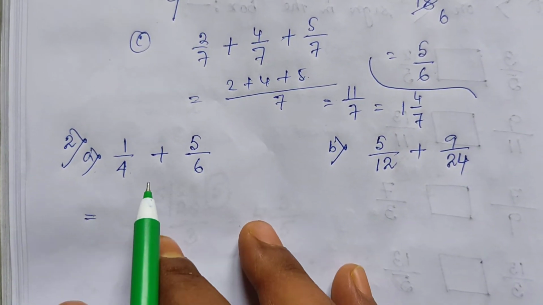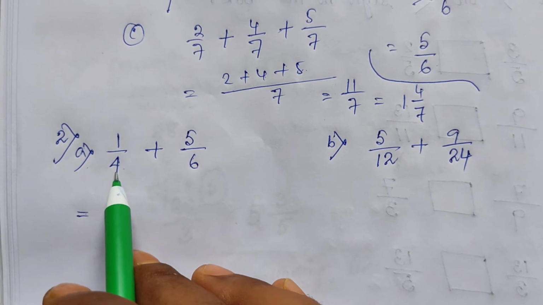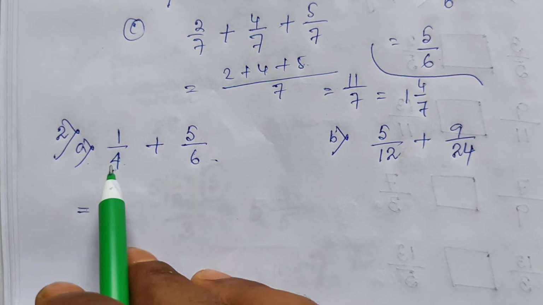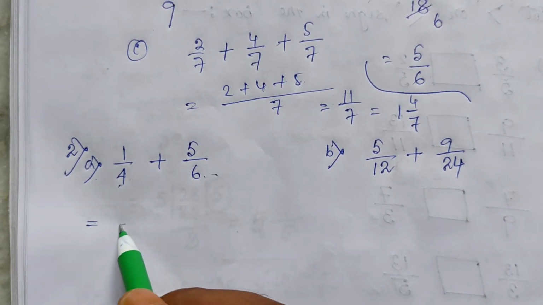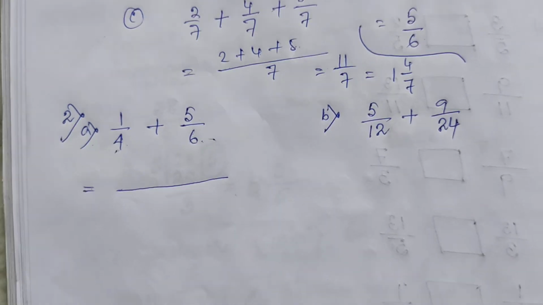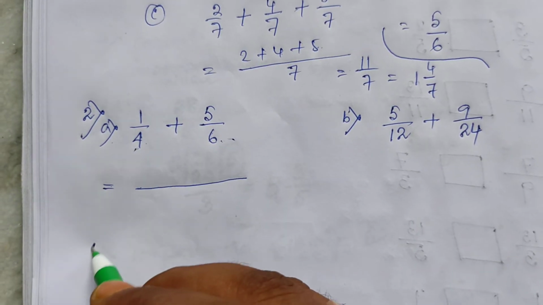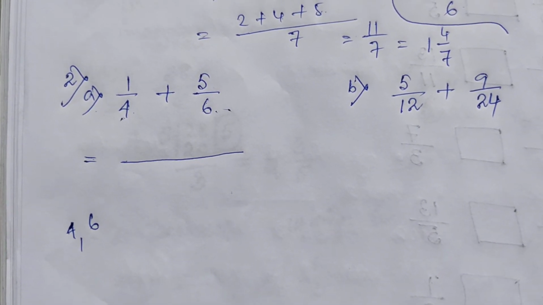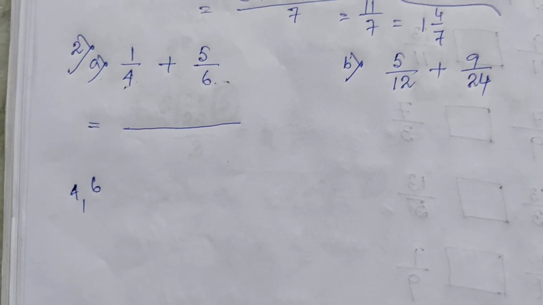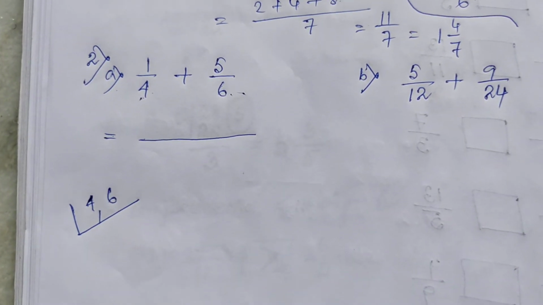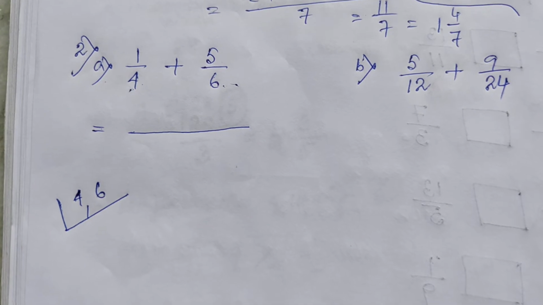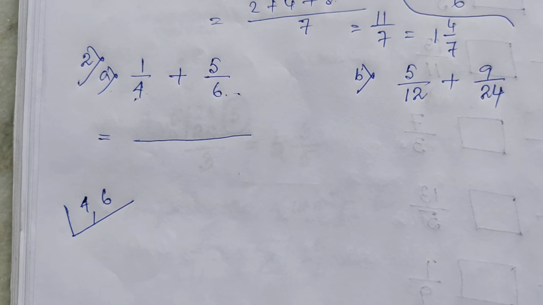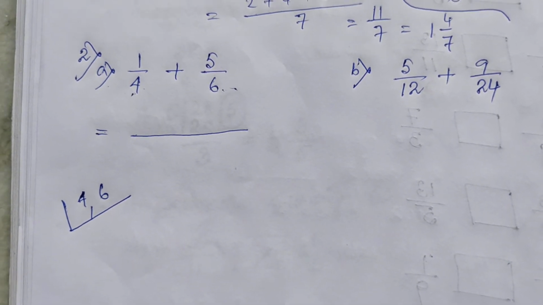So in this case, what we have to do, first of all, we have to find out the LCM of the denominators. So draw the line. Now you can see here the denominators are 4 and 6. How to find out the LCM? Just divide by a number by which both are divisible. Not only one, both are divisible.